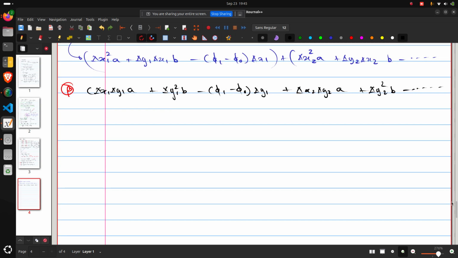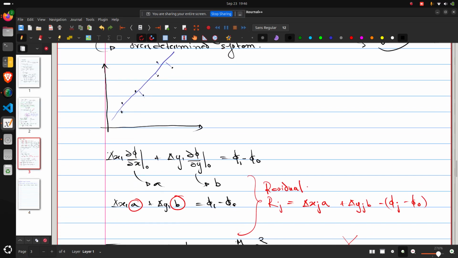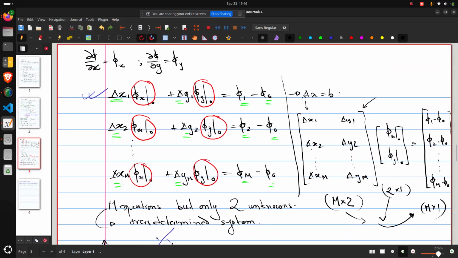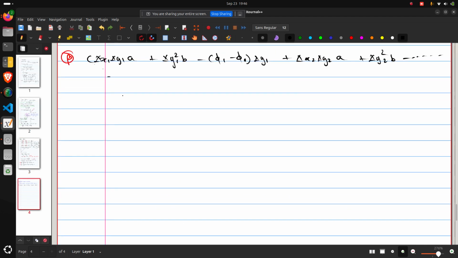So now we will try to create a different matrix to solve, right. What do I mean by a different matrix to solve? Here, if you look at the A matrix that we had created before, where we had an over-resolved system, delta x1, delta y1 and all these things, let's write it here.